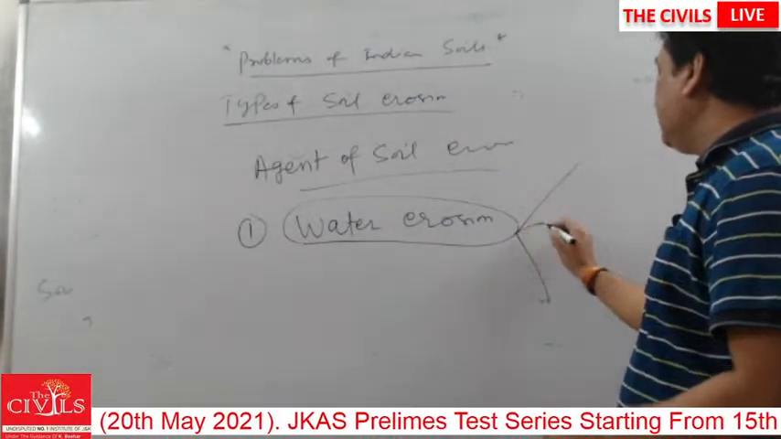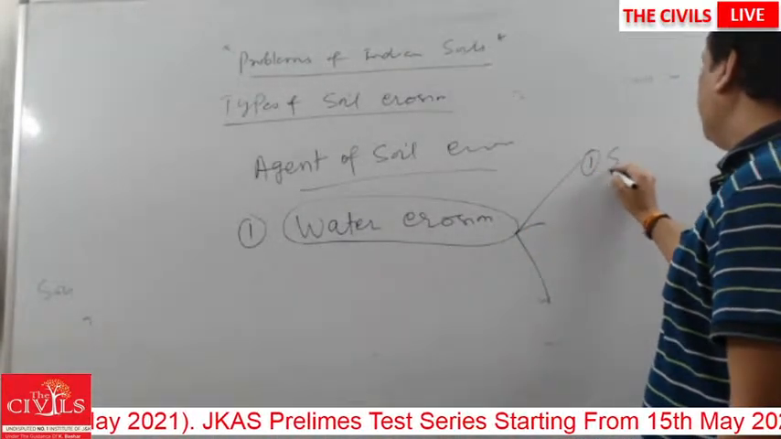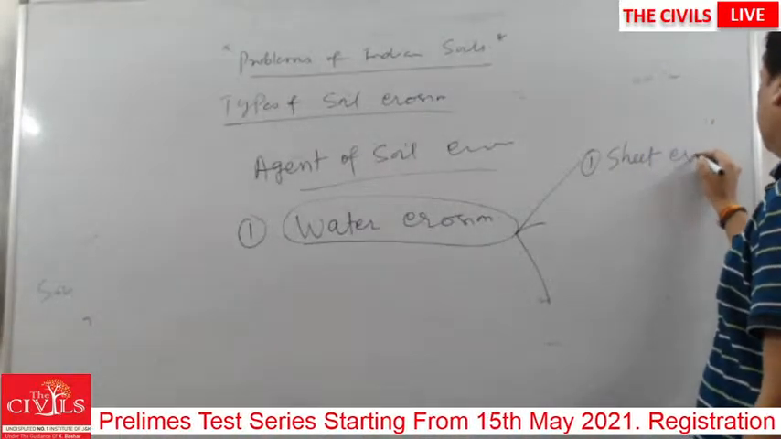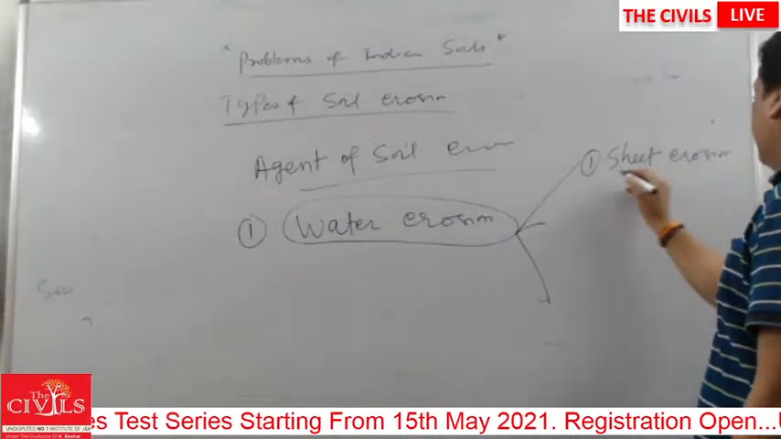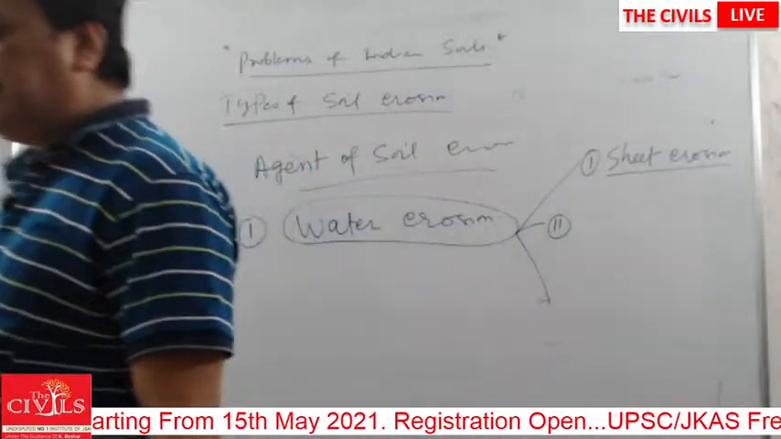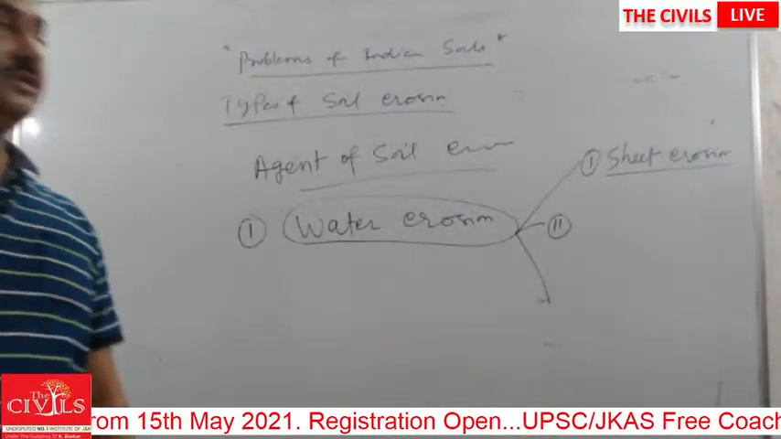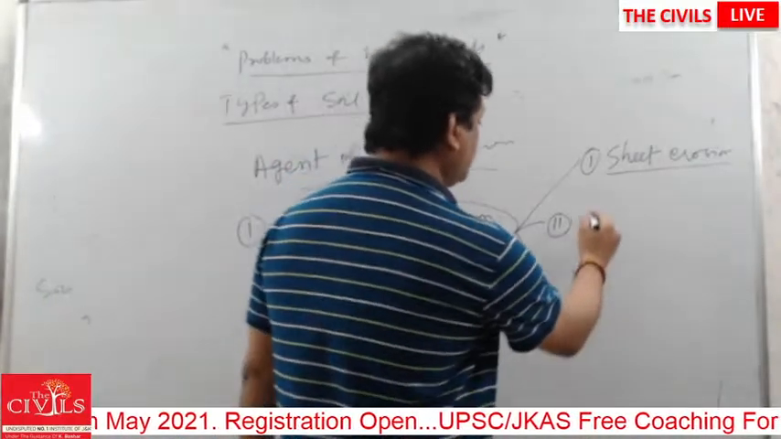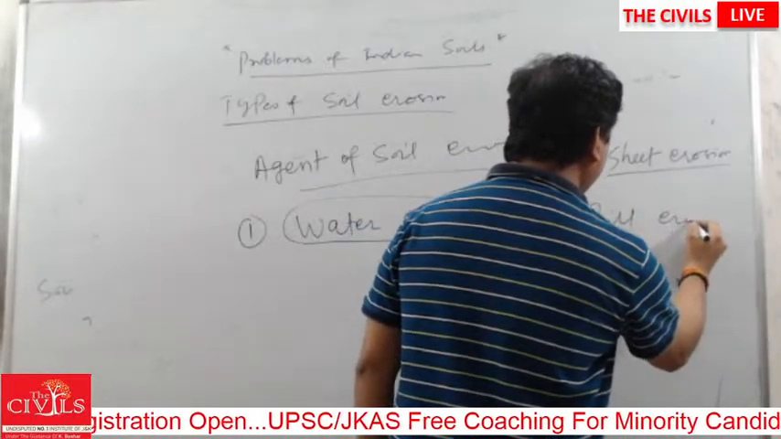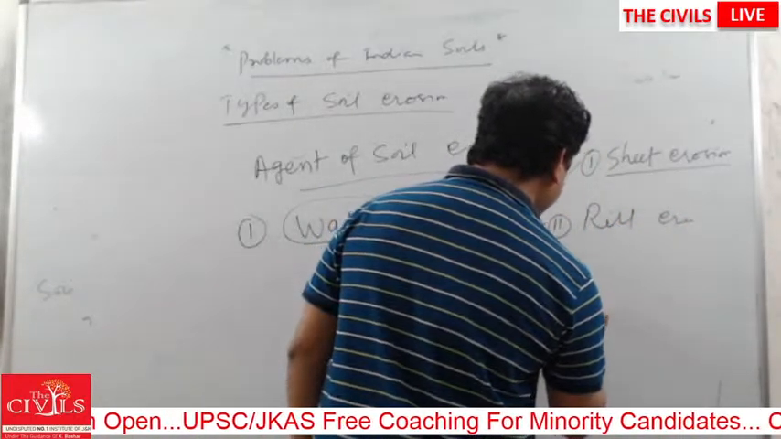The first is sheet erosion. Second is rill erosion. Third is gully erosion.